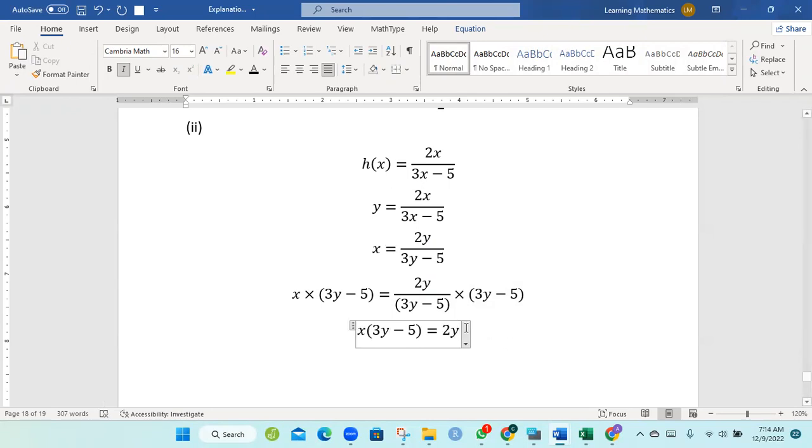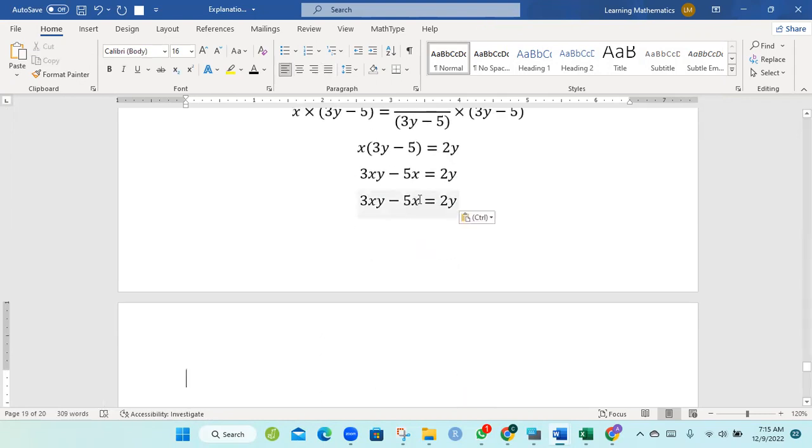Now we are trying to make y the subject of the function, so we have to clear out these brackets. So we have to multiply by x. x times 3y gives us 3xy, and x times minus 5 gives us minus 5x. Now we have to bring the y's together. First we're going to cancel out minus 5x by adding 5x on both sides. So if you add 5x on the left, we have to add 5x on the right.